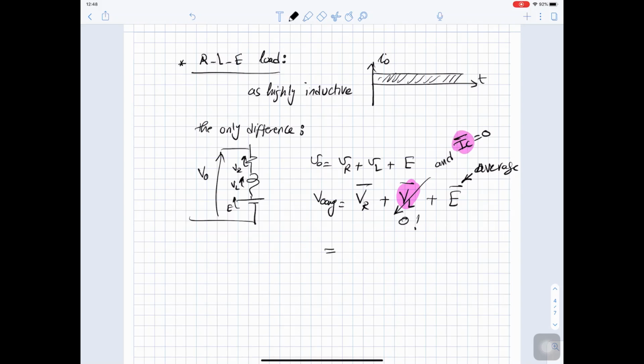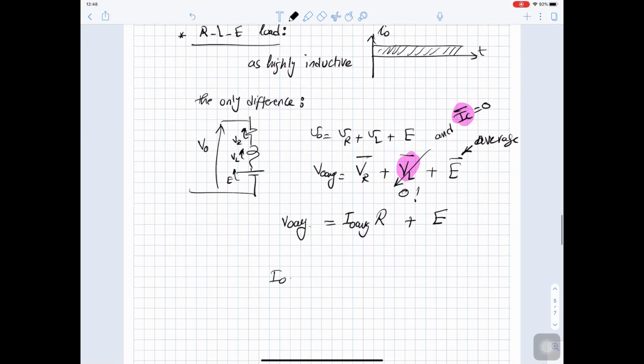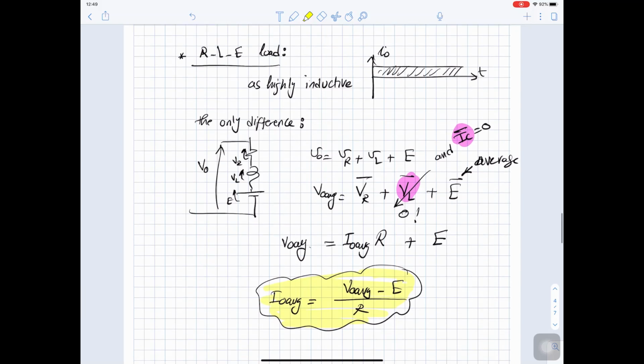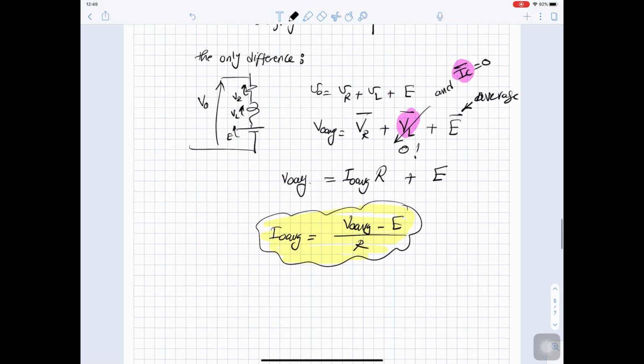And VR average is I out average multiplied by R, and E average is E because E is a battery, it's constant, equal V out average. So I out average will equal to V out average minus E over R, and we wrote this expression last lecture. This is the expression for I out average for RLE load, which is the most important load because this is a DC machine. So the DC machine is actually an RLE, the armature of a DC machine. And this I out average is I out RMS. It is the RMS current.